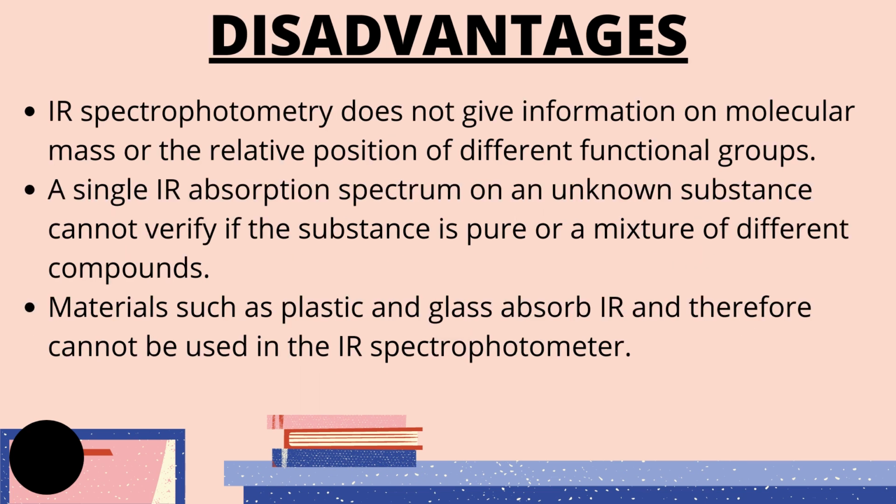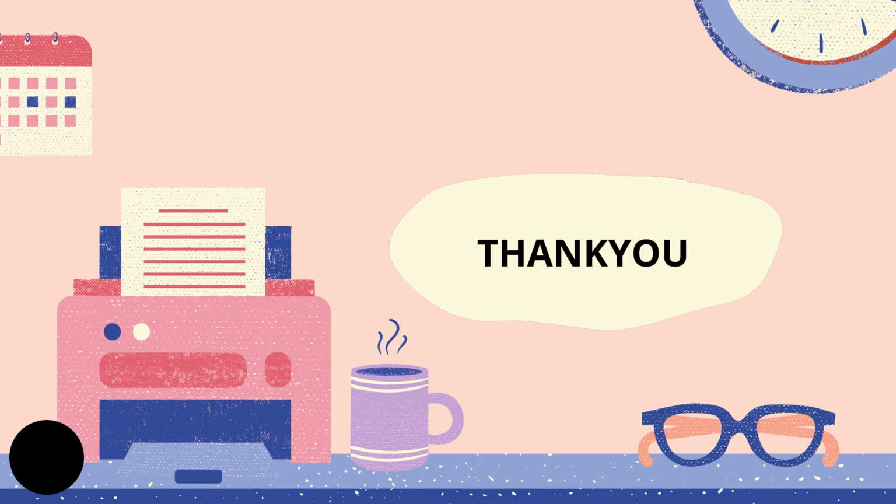The disadvantages: IR spectrophotometry does not give information on molecular mass or the relative position of different functional groups. So a single IR absorption spectrum on an unknown substance cannot verify if the substance is pure or a mixture of different compounds. Now, materials such as plastic and glass absorb IR and therefore cannot be used in an IR spectrophotometer. Thank you.